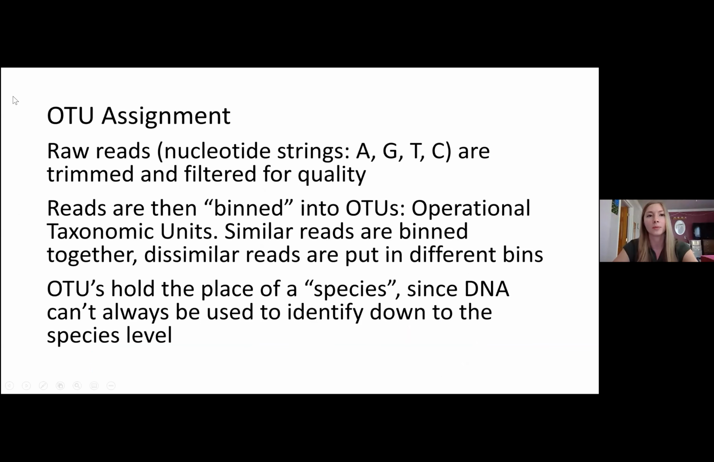So many of you are probably fairly unfamiliar with what DNA sequencing is like. Raw reads that I mentioned before are basically strings of nucleotides, which are comprised of A's, G's, T's, and C's. These reads are sequenced by Illumina technology and must be processed before we can extract any useful information from them. So once we're given the raw reads, I trim them and filter them for quality.